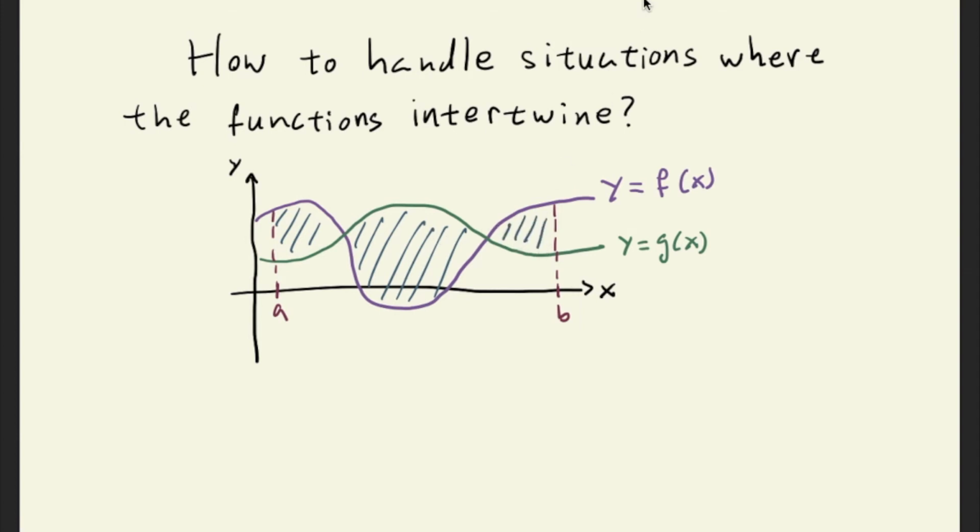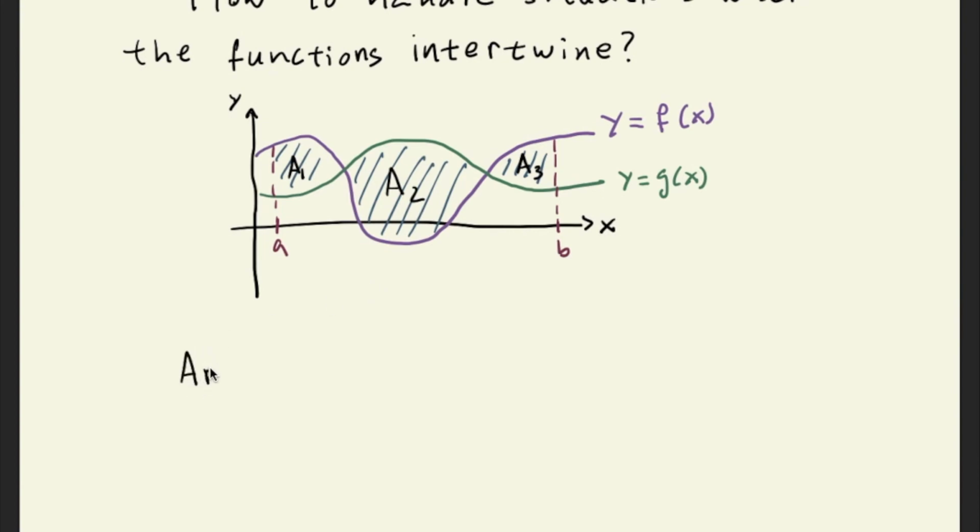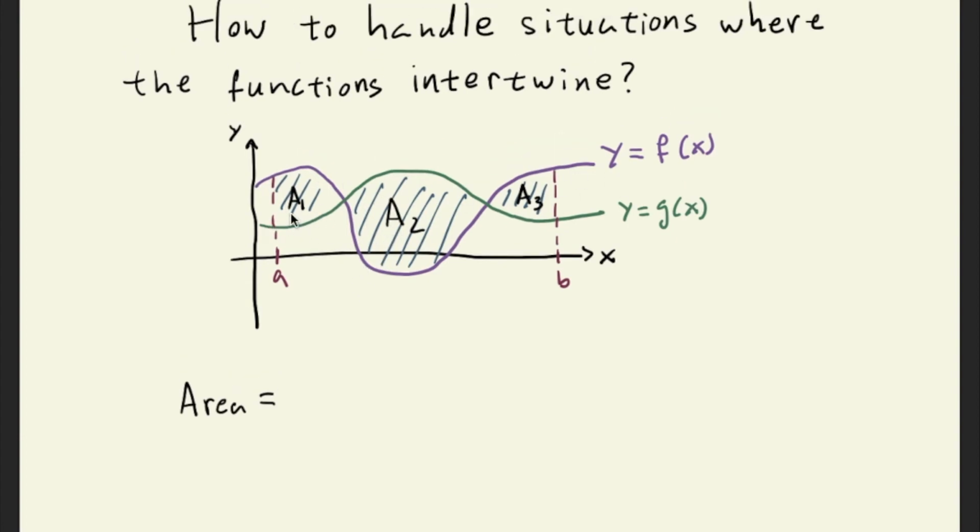So let me give a name. Maybe this is area 1, area 2, area 3. Right? So the area in this case is going to have to be broken up because we can't use our formula through all of a and b, because the function that is on top and the function that is in the bottom switches in the different parts of the region, right? So in the beginning, purple is on top and green in the bottom, but then after this point here, green is on top and purple is in the bottom, and then it switches again, right?